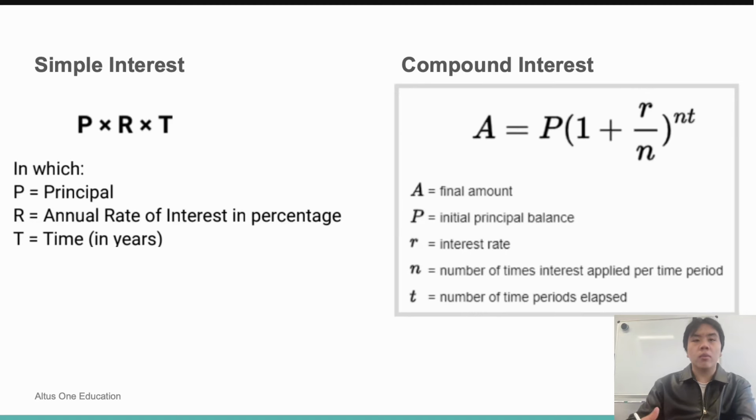Now, the final amount of compound interest can be found by multiplying the principal value, or the initial value, by 1 plus R over N, where R is the interest rate, N is the number of times interest is applied per time period, to the power of NT, where T is the number of periods elapsed. So, the number of times interest is applied per time period will depend on the question. Sometimes the question will say monthly, biannually, semi-annually, weekly, fortnightly, daily. You need to be sure you put the right number into N depending on what the question says. So if it's monthly, N is 12. If it's weekly, N is 52. If the question says biannually, N is 2.